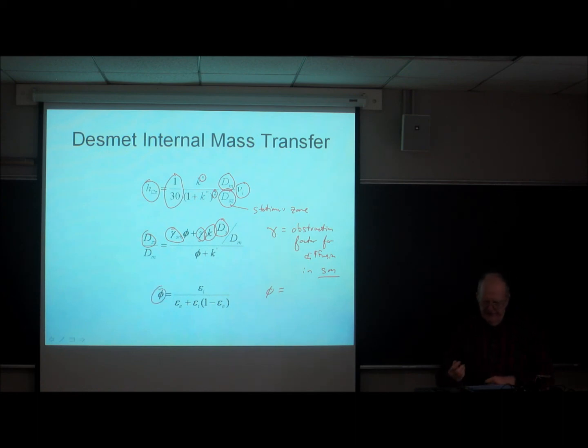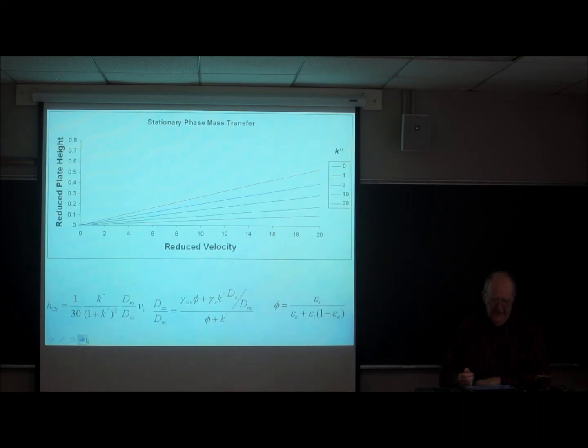This is the fraction of the pores that our solute can fit in. And here's the result of the calculation. Here's the reduced plate height, reduced velocity. These are straight lines. They are straight lines because there's no convective help. And I'll leave it there for now, because we're about out of time.